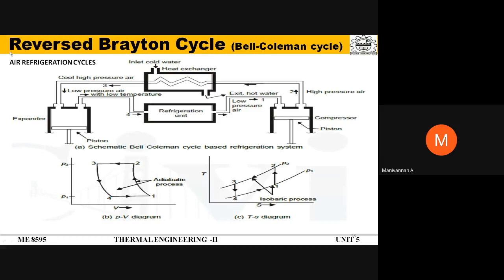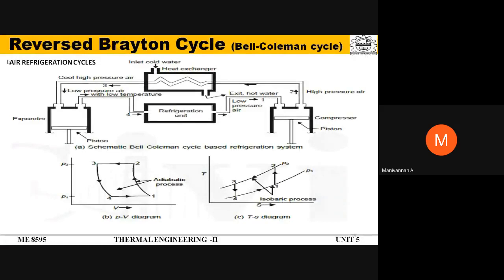That's why we call it the reversed Brayton cycle, or it is also named the Bell-Coleman cycle, or sometimes the air refrigeration cycle. Why do we call it the air refrigeration cycle? Because here we use air as the working fluid. That's why we say it is an air refrigeration cycle.